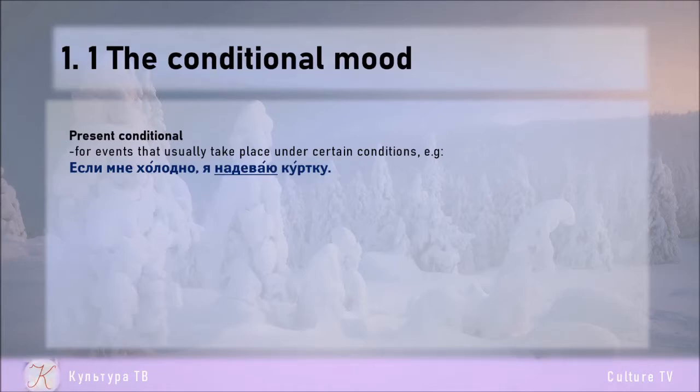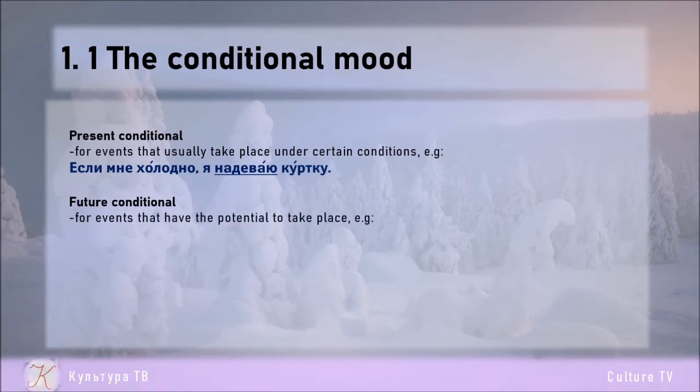Okay, next one is future conditional. And this is used for events that have the potential to take place. So they can take place. They haven't happened yet, but they might do. And it's nothing unrealistic. It's perfectly fine and it's a credible event as well that might happen sometime in the future. For example, если поезд приедет вовремя, мы не опоздаем.